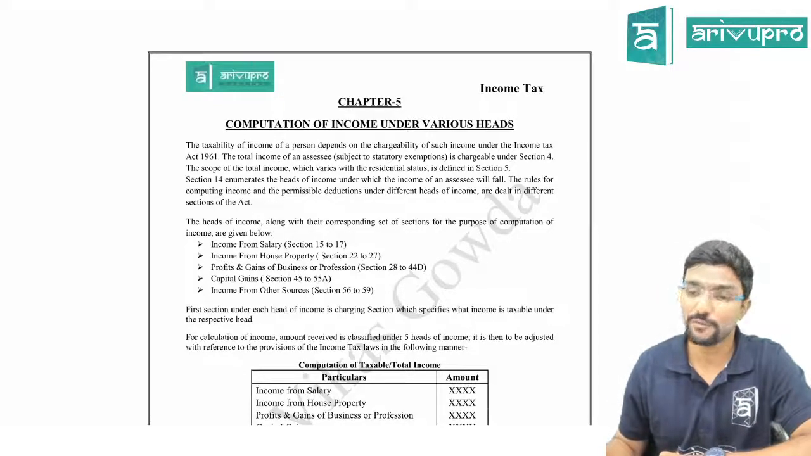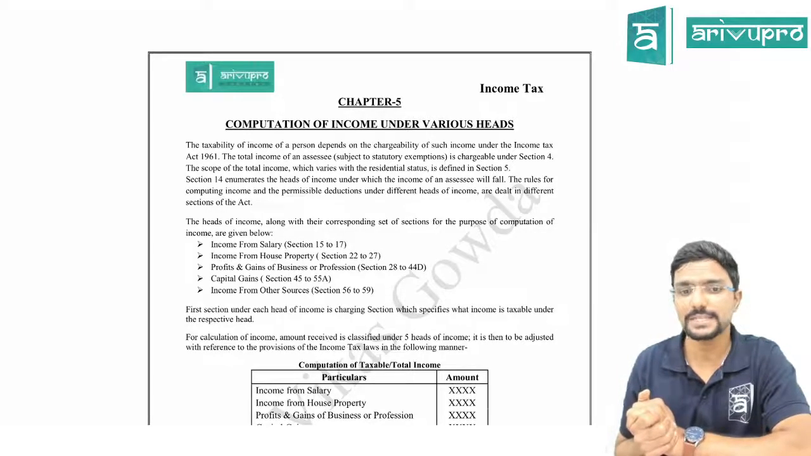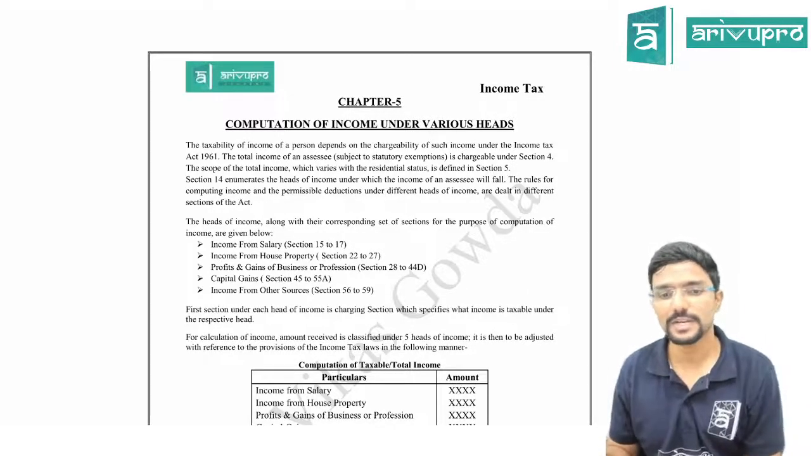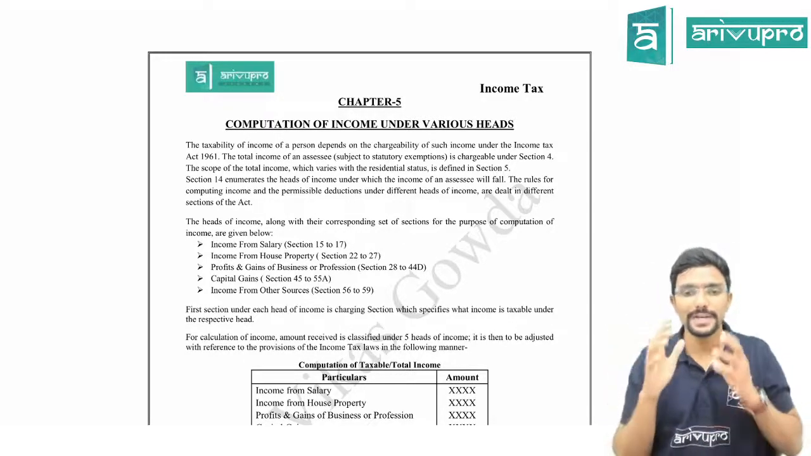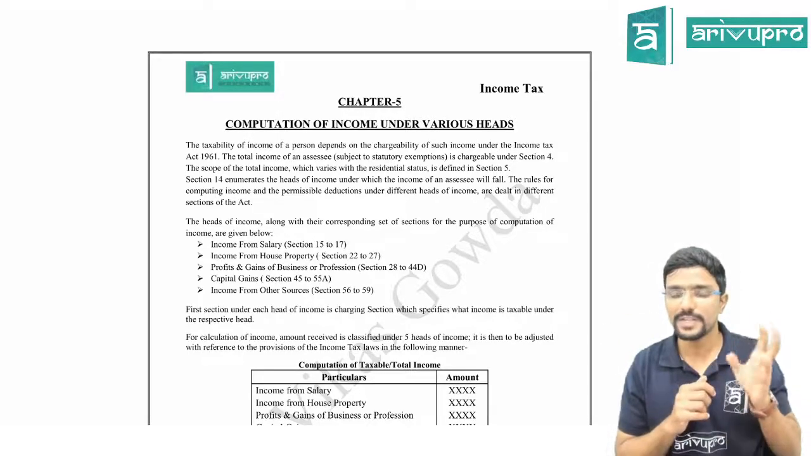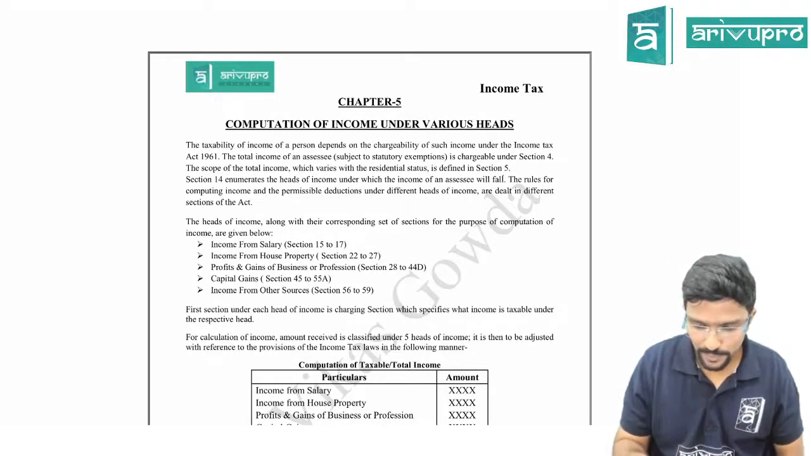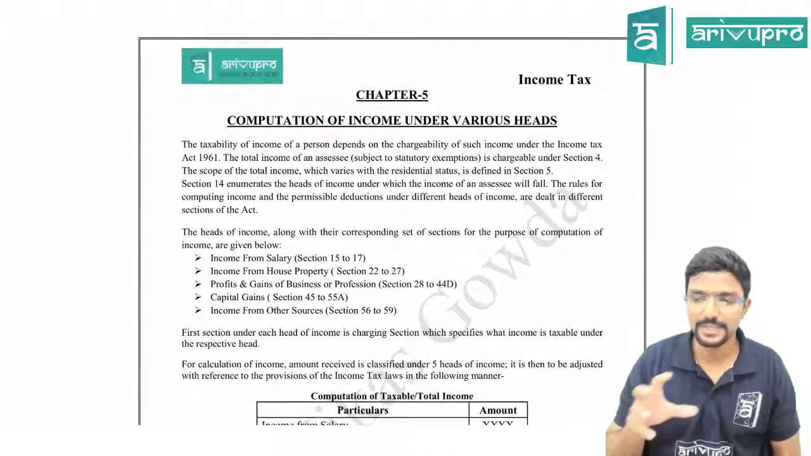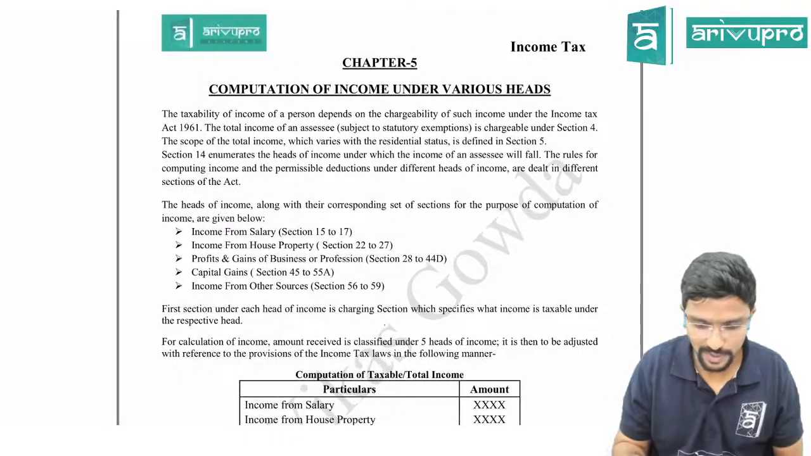We are done with 4 chapters. So now I am starting with chapter 5, that is heads of income, computation of income under various heads. There are totally 5 heads of income, so I have divided this chapter into 5 units, one unit for each head. Agree? So computation of income under various heads. We will see some introduction about this chapter and we will close for the morning class.